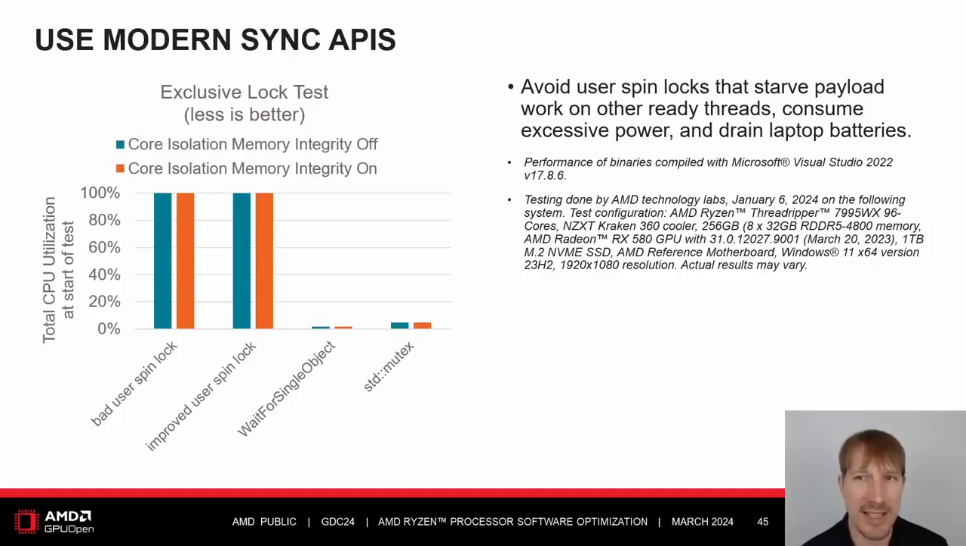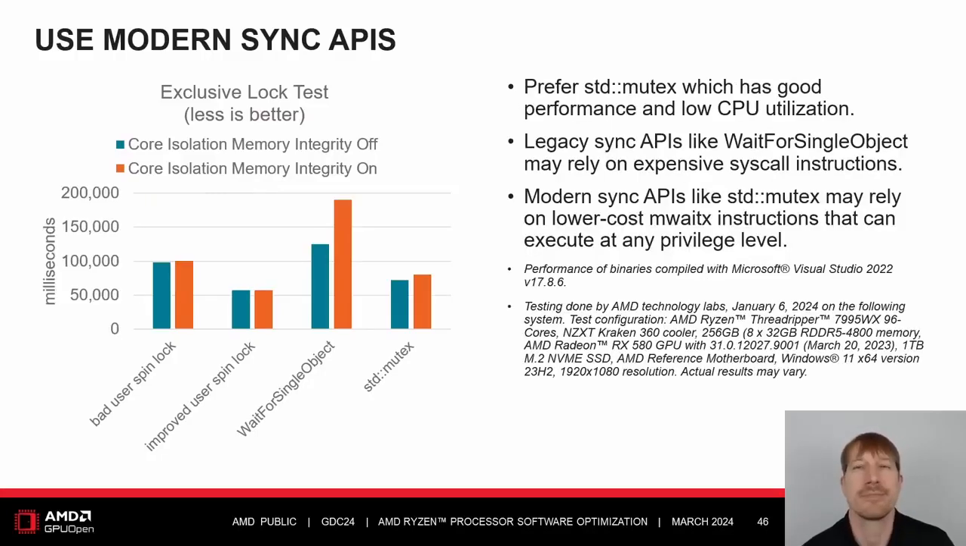In this exclusive lock test, user spin lock implementations consumed 100% of a Threadripper 96-core 192 logical processor. However, legacy and modern sync APIs consumed only 5% or less to do the same work. Prefer standard mutex with good performance and low CPU utilization. Modern sync APIs like standard mutex may leverage AMD's mwaitx instruction. This instruction can efficiently wait on an address or timeout. Better yet, it can execute at any privilege level.